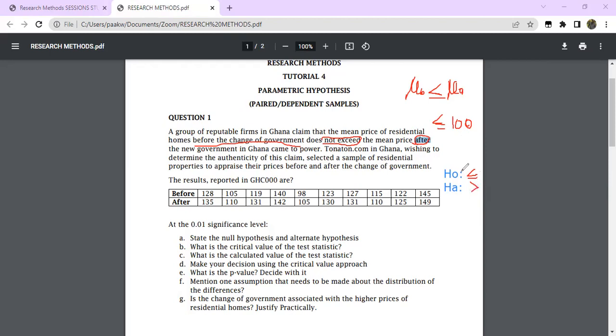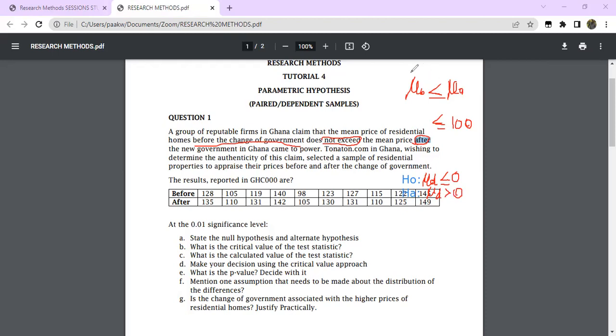So after formulating it, it will always be mu D, because the difference between the after and before is always mu D. So it will be like this. Mu D is the difference, the mean difference. H0 says it's less than or equal to what? Then here you bring 0, because we are saying mu D is 0. Then HA says mu D is greater than 0.